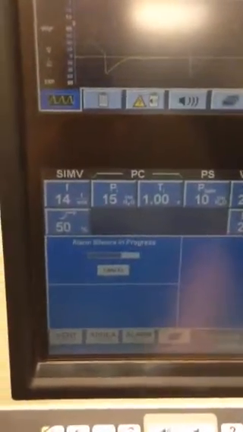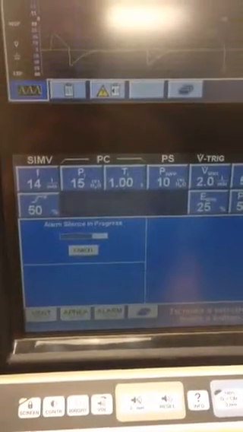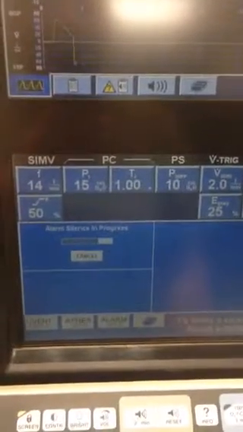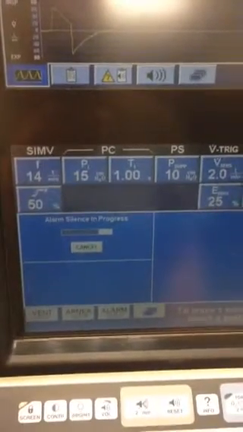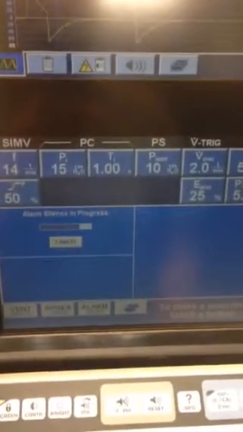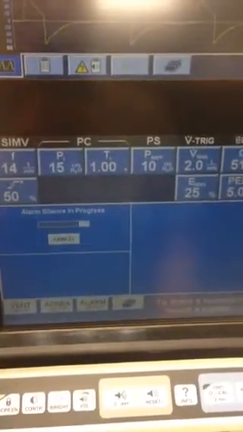As well. And with pressure, our breaths will be pressure limited. So here it is set at 15 centimeters of water pressure. Our I time, which is also set in pressure control, is at 1 second. Our pressure support will stay at 10 centimeters of water pressure.